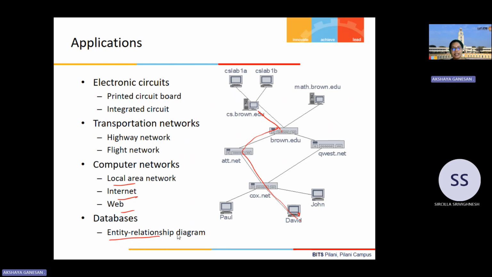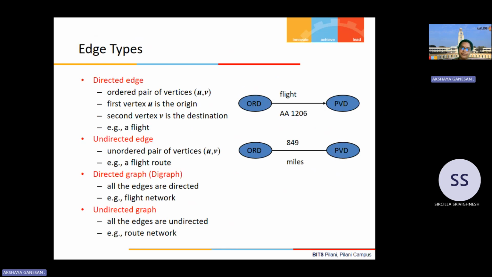Entity relationship diagram. When you study databases, you will understand how the entity and the relationship are represented. That is where you will have a good understanding of the different requirements of a graph. So in all these places, graphs have been quite useful in real time.